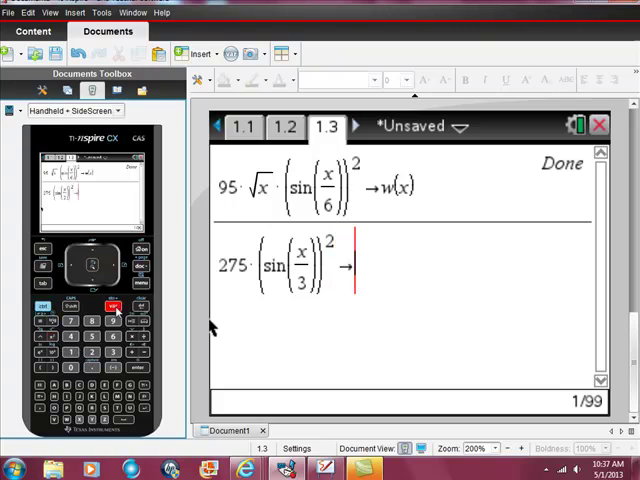I know you're going, damn, this takes a long time. But once we get this, we're going to use it for the next four parts of the problem, so it's going to save us a ton of time in the long run. And I'm going to say this is R of x.